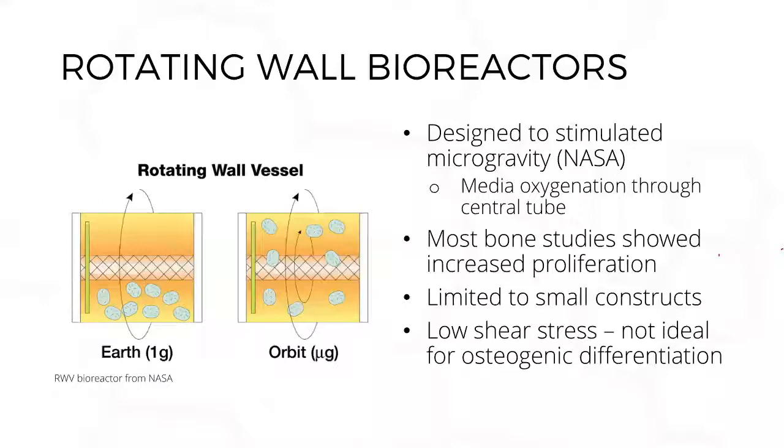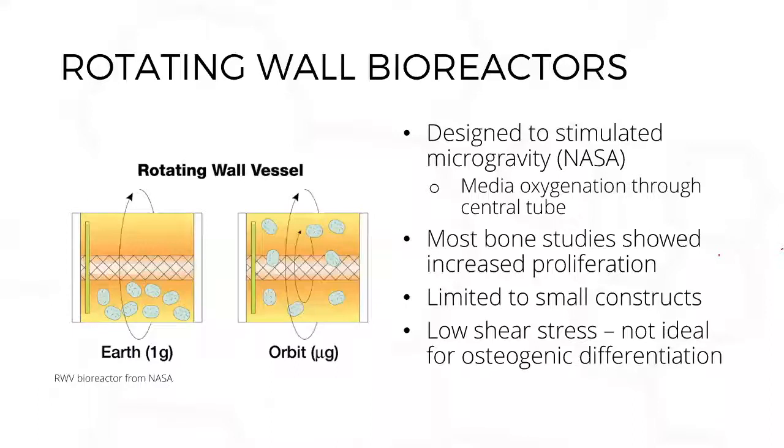So a lot of the work has been focused on bone tissue engineering and bone tissue regeneration, right? And a lot of these experiments have shown that there is an increased proliferation of the cells in the rotating wall bioreactor system. But as far as osteogenic differentiation, some of the results are mixed. And I think it really depends on the cell type and also the conditions that are specific to the experiment itself.